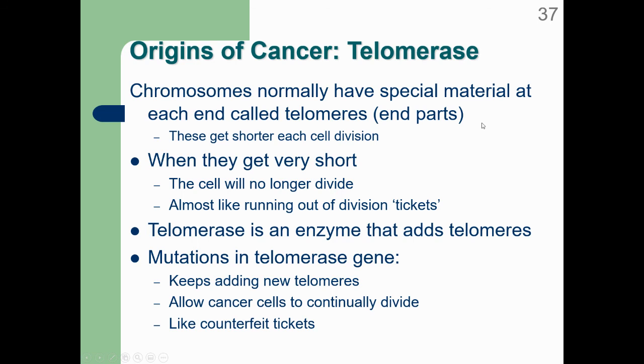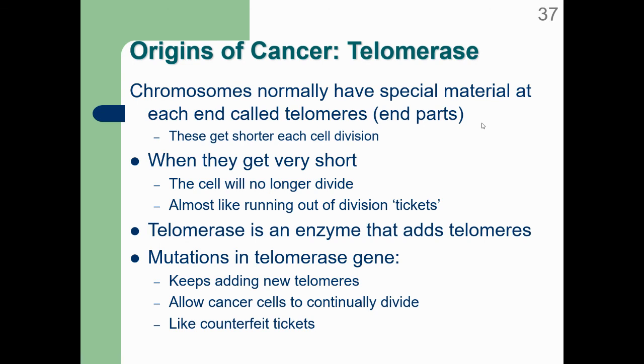Telomerases. Chromosomes usually have special material at each end called telomeres. Telomeres are the end parts or the far parts. And every time the cell divides, these get a little shorter. When they get very, very short, the cell no longer divides. So it's like we have so many tickets in our cell for divisions. When you run out of tickets, you don't get to divide anymore.